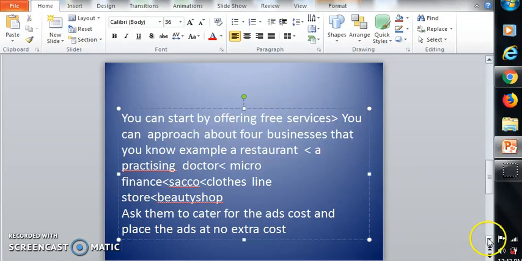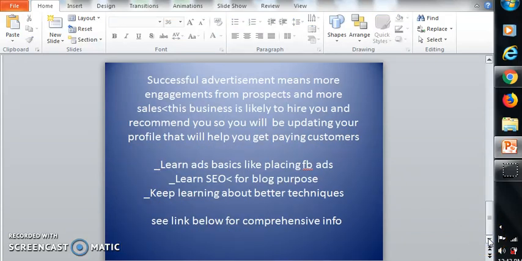Now, what happens is that once you place adverts that are successful and they're converting into sales, these people are likely to hire your service. So you can do that for about 3 weeks or even a month for free, and then sit down with them, go through the results, and now place your bill and tell them this. If you want to continue with this service, this is what I'm going to be charging you on a monthly basis. So these people are likely to, of course, give you a recommendation that is going to help you build your profile, and also they're likely to recommend you to other people. Now, that is how you start getting your first paying customers.